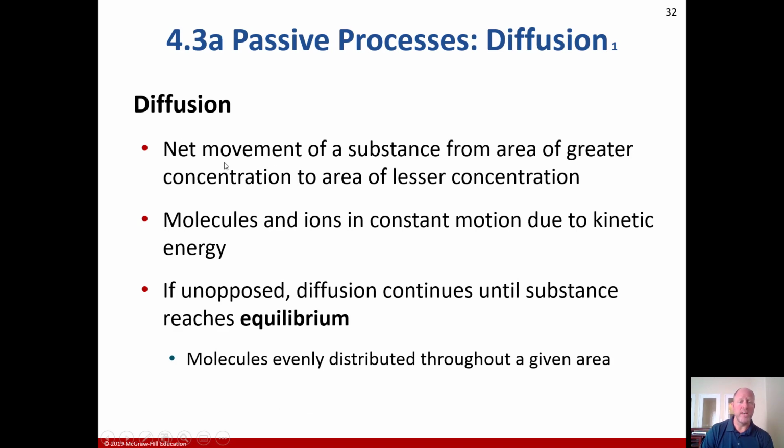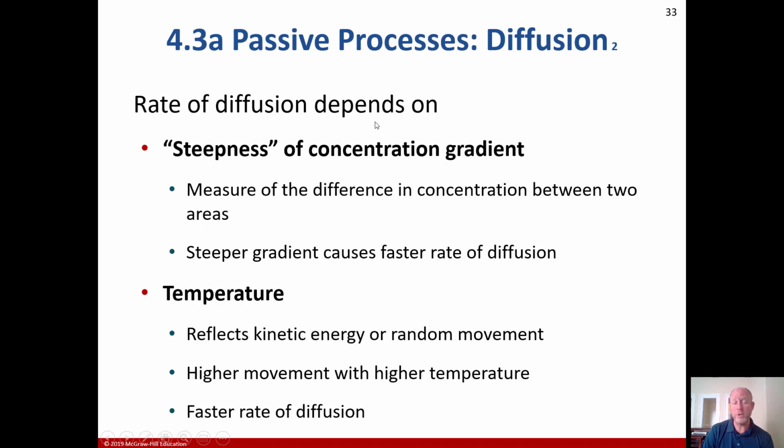Diffusion, which is the net movement of a substance from an area of greater concentration to an area of lesser concentration, is of course passive, and molecules and ions are in constant motion due to kinetic energy. If unopposed, diffusion continues until the substance reaches equilibrium. It's going to keep going until there's a balance, and molecules are evenly distributed throughout a given area. The rate of diffusion depends upon how steep the concentration gradient is. If there's a big discrepancy between high and low concentration, it's going to be faster.